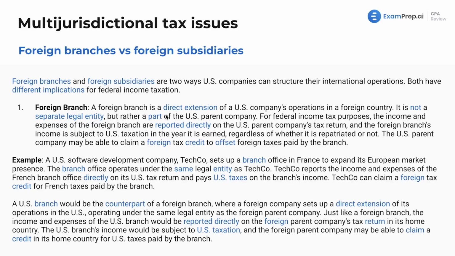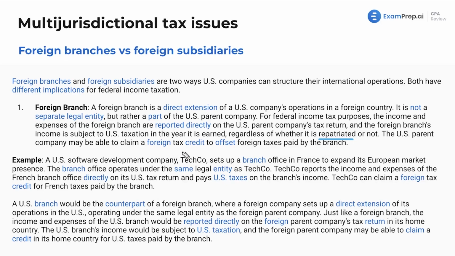Now, a foreign branch is going to be a direct extension of a U.S. company's operations in a foreign country. It's not a separate legal entity, but rather a part of the U.S. parent company. So think of it like a department. For federal income tax purposes, the income and expenses of the foreign branch are reported directly on the U.S. parent company's tax return, and the foreign branch's income is subject to U.S. taxation in the year that it's earned, regardless of whether it is repatriated or not. Now, if you're not familiar with what repatriated means, it means bringing the money back to the U.S. for it to be taxed in the U.S. The U.S. parent company may be able to claim a foreign tax credit to offset foreign taxes paid by the branch.